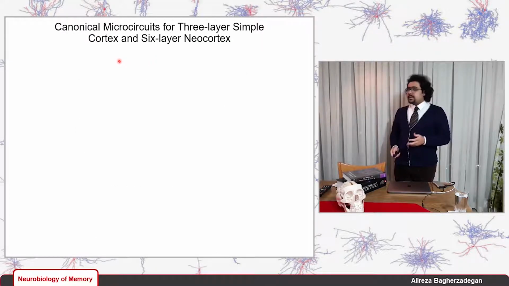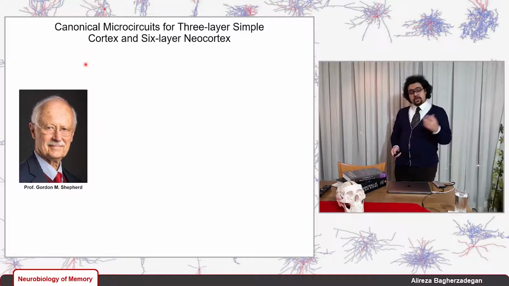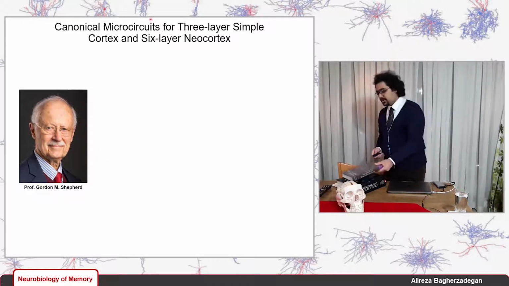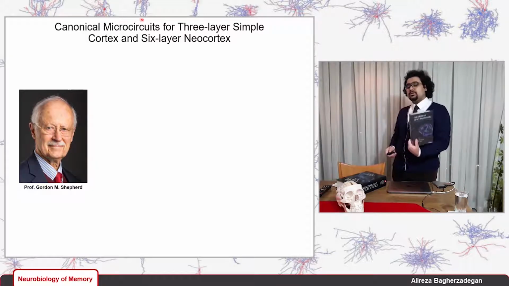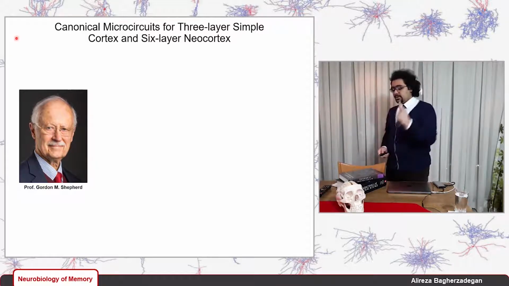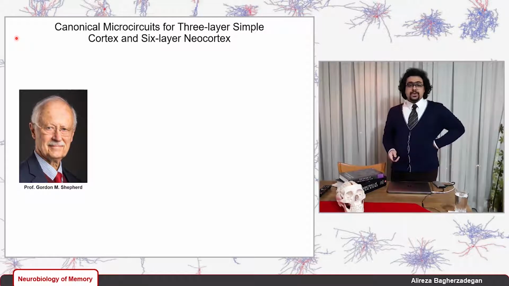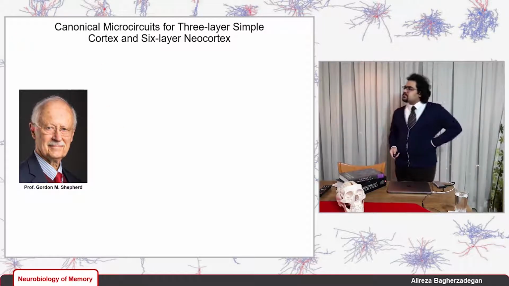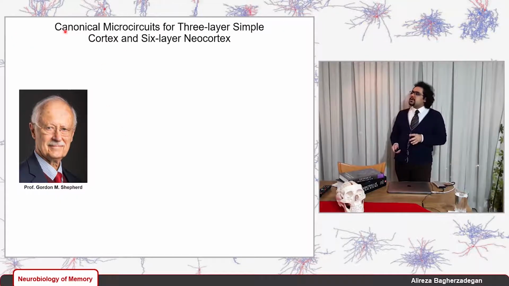Other canonical microcircuits were also introduced by another giant and pioneer of microcircuit studies, Professor Gordon Shepherd, the author of the Handbook of Brain Microcircuits. He also wrote the book called Synaptic Organization. Professor Gordon Shepherd proposed a model for canonical microcircuits for 3-layer simple cortices and 6-layer neocortex.